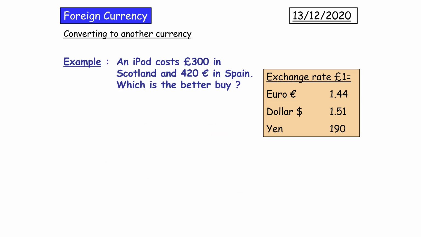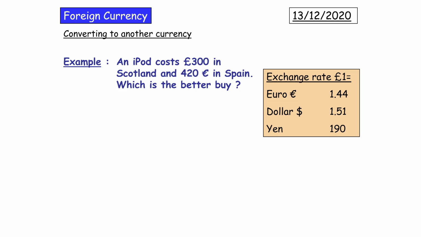Right, another example. Here we've got an iPod. Interesting, this is quite an old item. Anyway, an iPod costs £300 in Scotland and 420 euros in Spain. Which is the better buy? Now, in order to compare, what must we do? Correct. We must make them the same. When they're in different currencies, we can't compare them, so we need to make them the same.